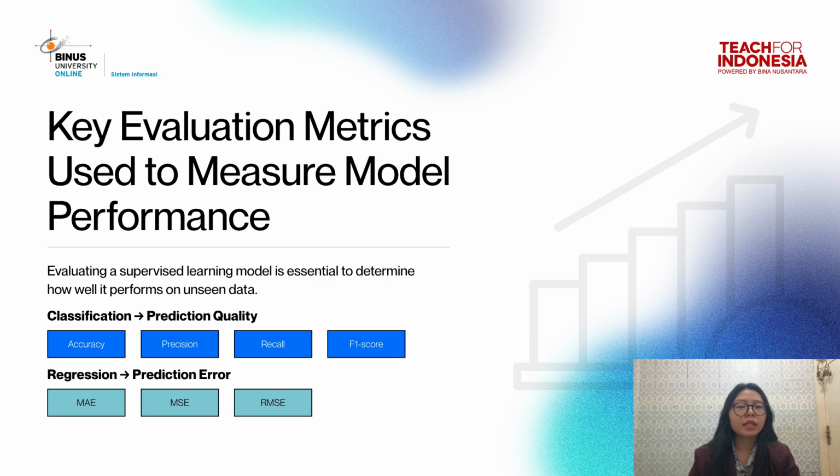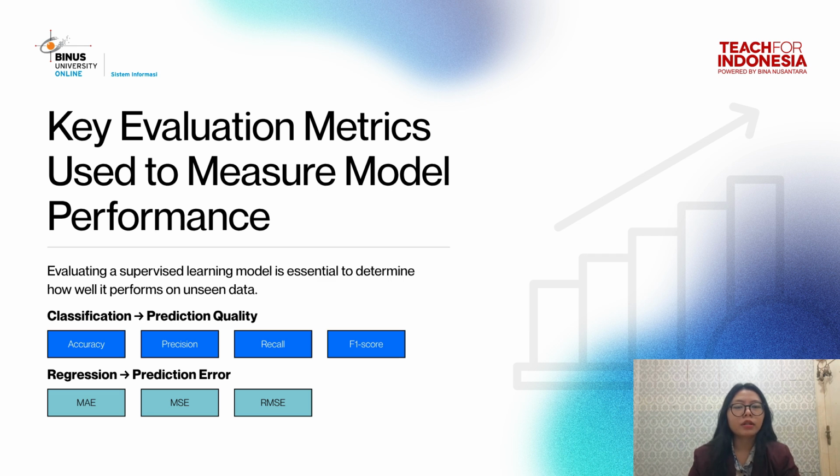Because there is often a trade-off between precision and recall, the F1 score is commonly used to combine both metrics into a single value. This makes it particularly useful when balancing false positives and false negatives is important.